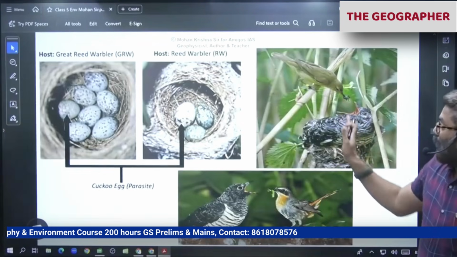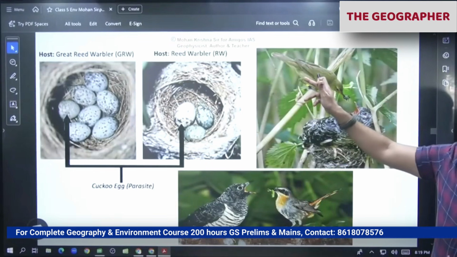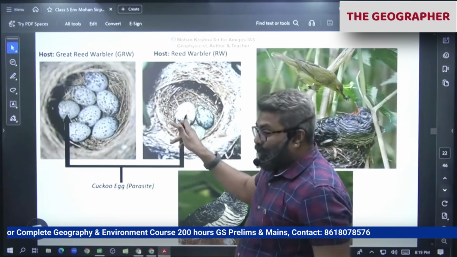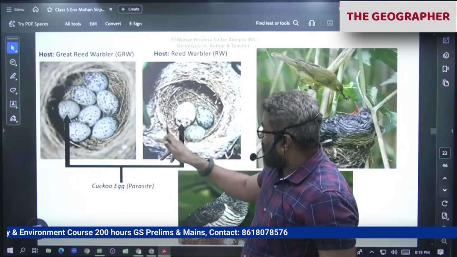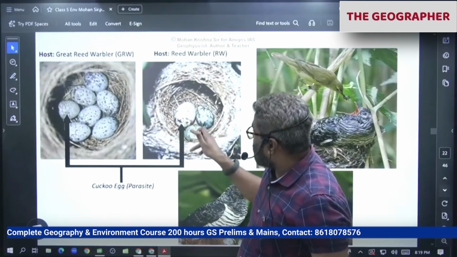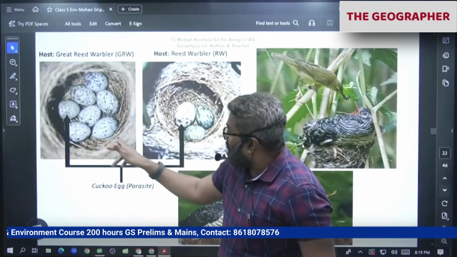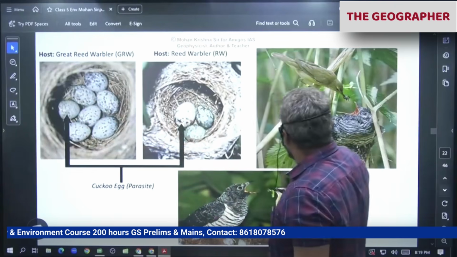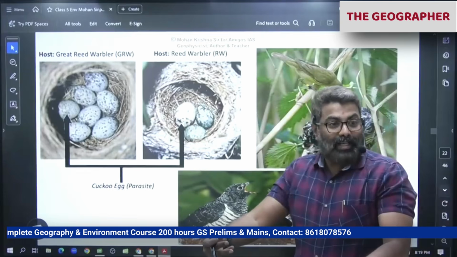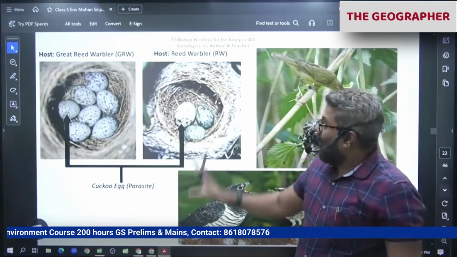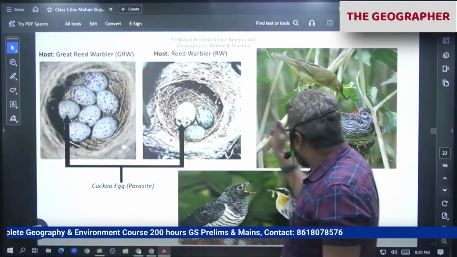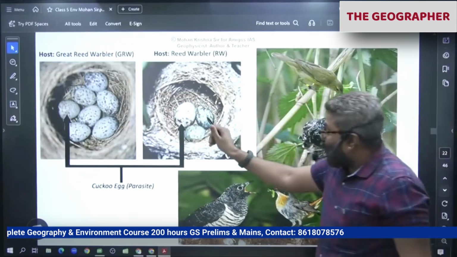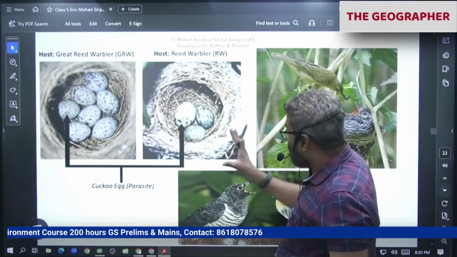Let's say these are the two birds you notice. This is the warbler here, and this is the Indian cuckoo chick. You can notice the cuckoo bird has eggs similar to the other eggs. You can see the warbler's eggs have the same shape, and this also has the same shape. So this warbler doesn't know this is not its egg. It will come and incubate it, and the chick will grow up. When this chick starts growing up, it will push the other eggs out of the nest. This is called brood parasitism.